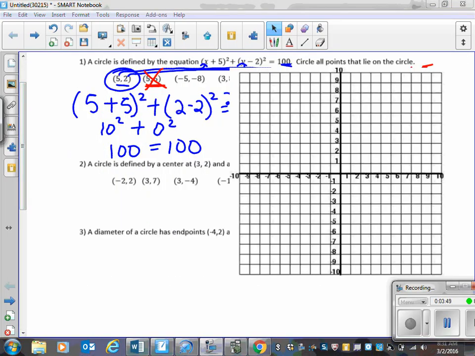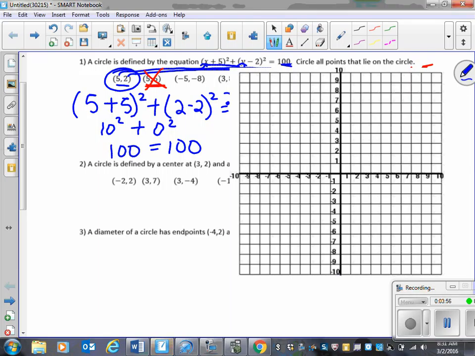All right, so now I pulled the graph up. First I'm going to draw my circle. So this is the equation of the circle, right? When I look at x plus 5, y minus 2, I know my center is going to be the opposite of this, which is negative 5 and positive 2. So that would be my center. The radius is the square root of 100, which is 10.